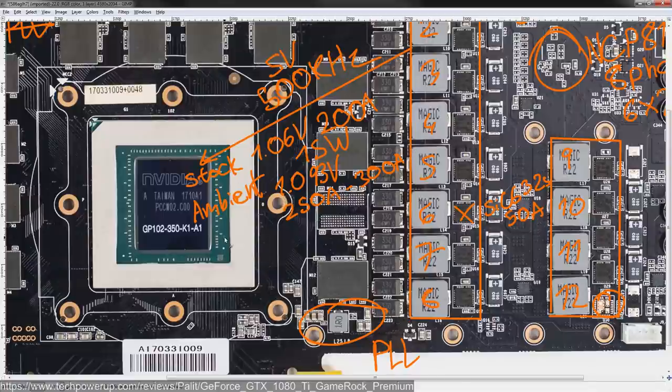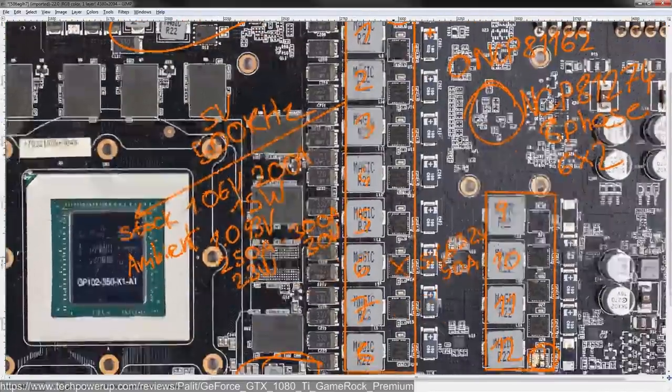That would be a trash tier card, a complete silicon lottery failure. And a good card would be 2100 plus, and it would still be in this kind of current draw range. So for the low end of that, you'd be looking at about 23 watts of heat output, and the top of that at around 30 watts of heat output.